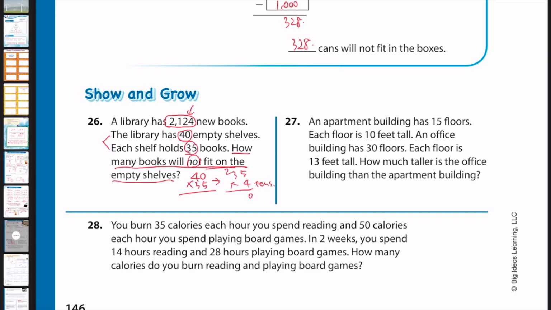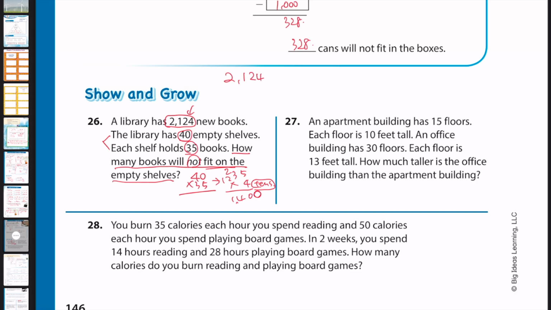20. Carry 2 up. 4 times 3, 12. So 14. Make sense? Because 12 plus 2 is 14. And then you don't forget to what? Add a 0. Okay, so 1,400 books they can hold. Okay, but then they have what?